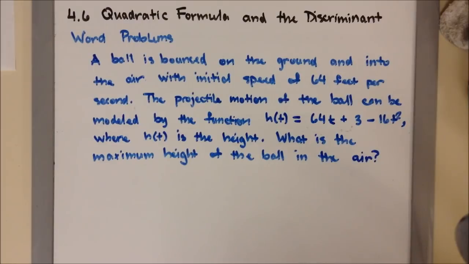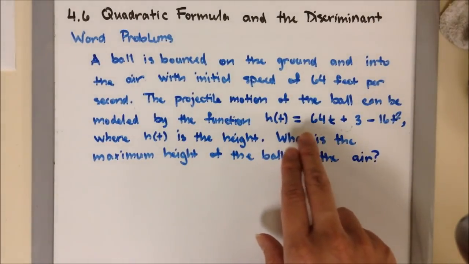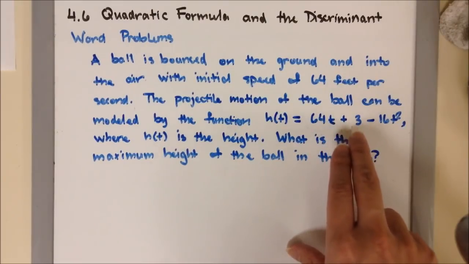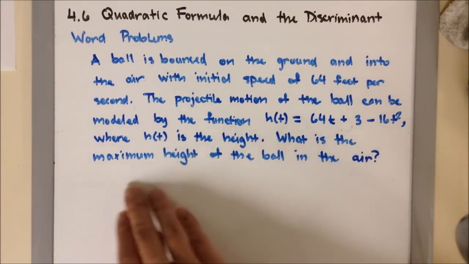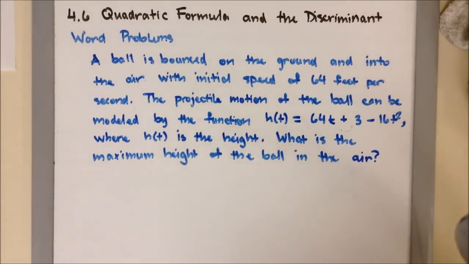In this word problem, a ball is bounced on the ground and into the air with an initial speed of 64 feet per second. The projectile motion of the ball can be modeled by the function h of t equals 64t plus 3 minus 16t squared, where h of t is the height. What is the maximum height of the ball in the air?